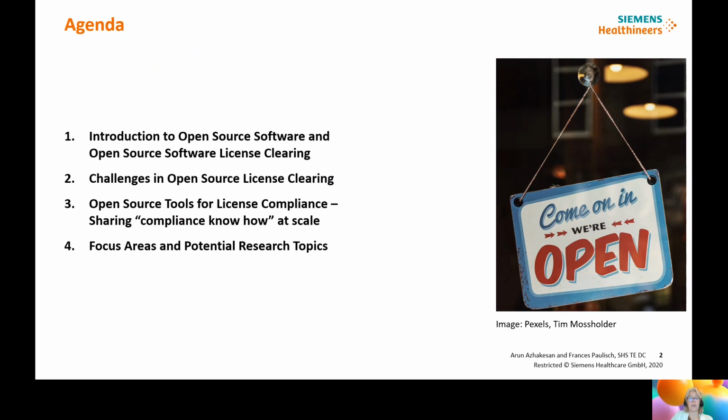We will structure the presentation in these four areas. We will first have a short introduction and motivation to the topic of open source software and open source software license clearing. We will then briefly show some of the challenges in the area of open source software license clearing. And then the main part of the presentation is about sharing at scale, sharing compliance know-how at scale, where we focus on open source tools for license compliance. And then we close, especially for this audience, with some potential standardization and research topics that may be of interest to you in this space.